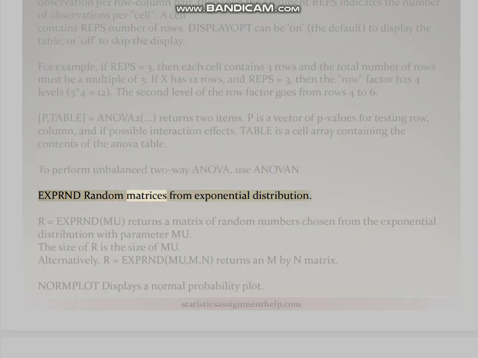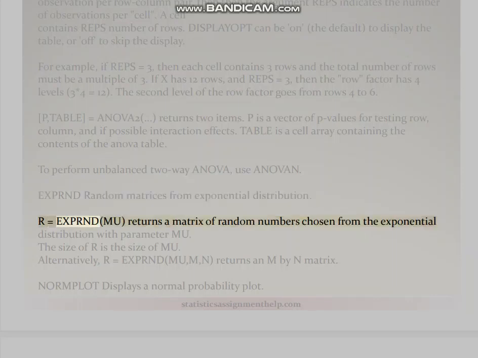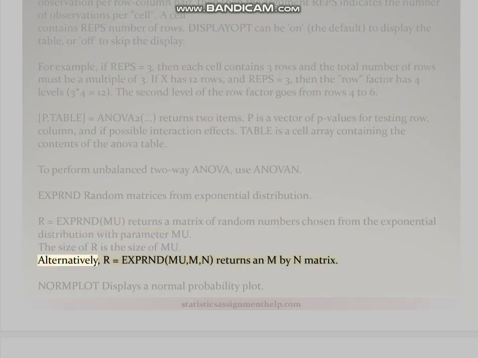exprnd: random matrices from exponential distribution. R = exprnd(MU) returns a matrix of random numbers chosen from the exponential distribution with parameter MU. The size of R is the size of MU. Alternatively, R = exprnd(MU,M,N) returns an M-by-N matrix.